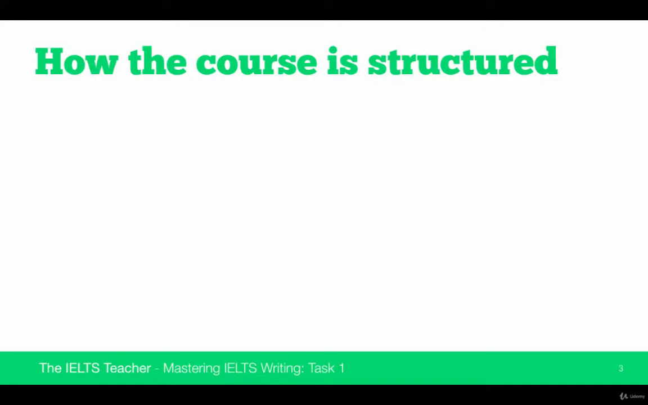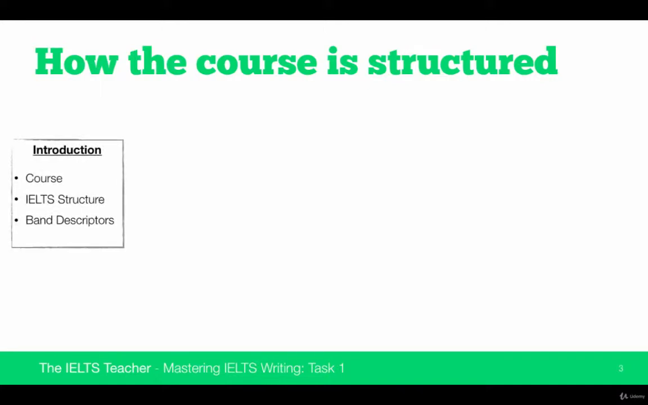As mentioned, the course is divided into 7 sections. The first section is the introduction, which goes through an overview of the course, as you were looking at now, looks at how IELTS is structured and how Task 1 in particular is structured, and then looks at the band descriptors for Task 1. If you've taken my Task 2 course, you may want to skip over the videos for how IELTS is structured and perhaps this video as well, as it's quite similar to the Task 2 course.